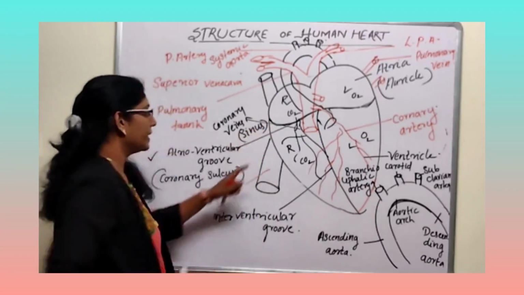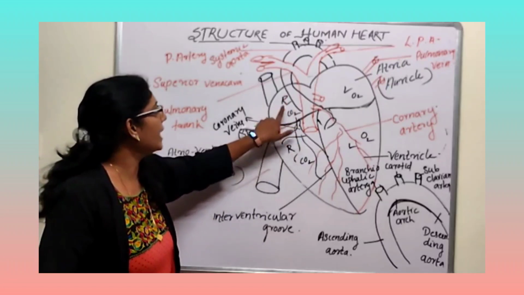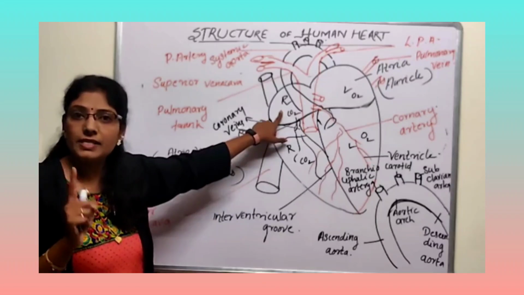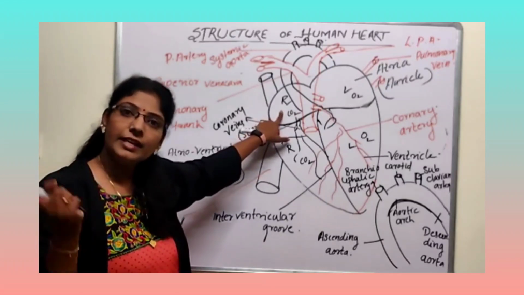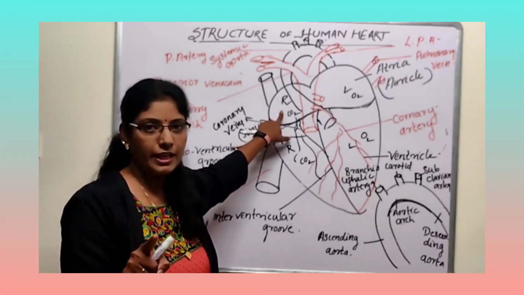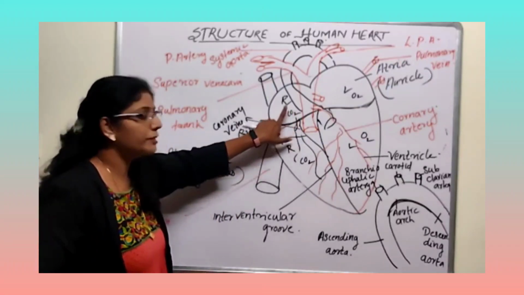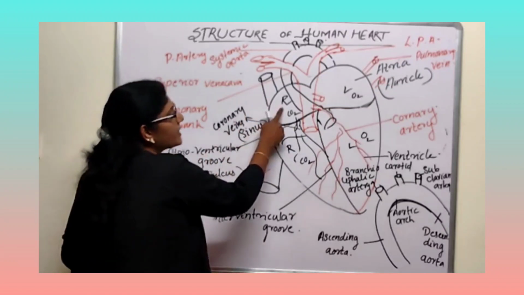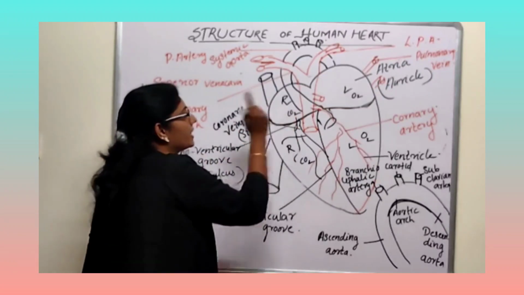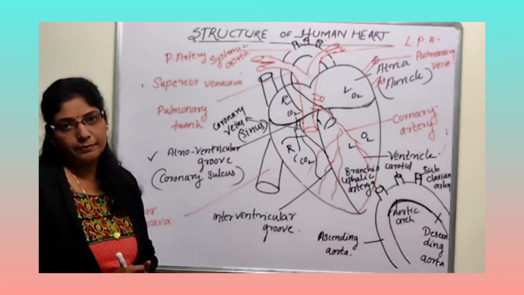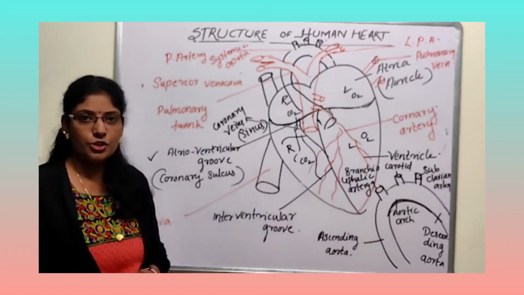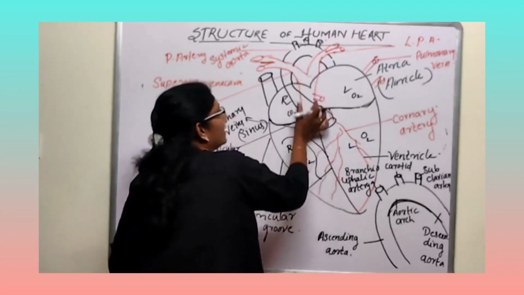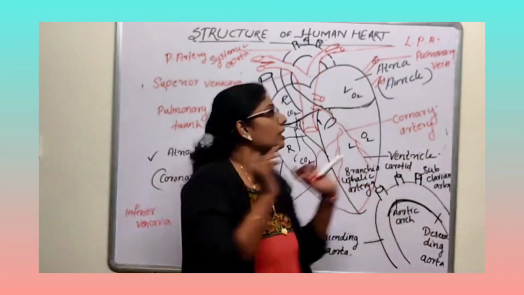Coronary sinus. And then that coronary sinus is opening into, because that coronary sinus will bring which blood? Heart muscles use the pure blood, and then that blood will consist of carbon dioxide after their use. So that carbon dioxide filled blood is again coming to which atria? That is right atria. So this coronary sinus is also opening to the right atria. Understood?